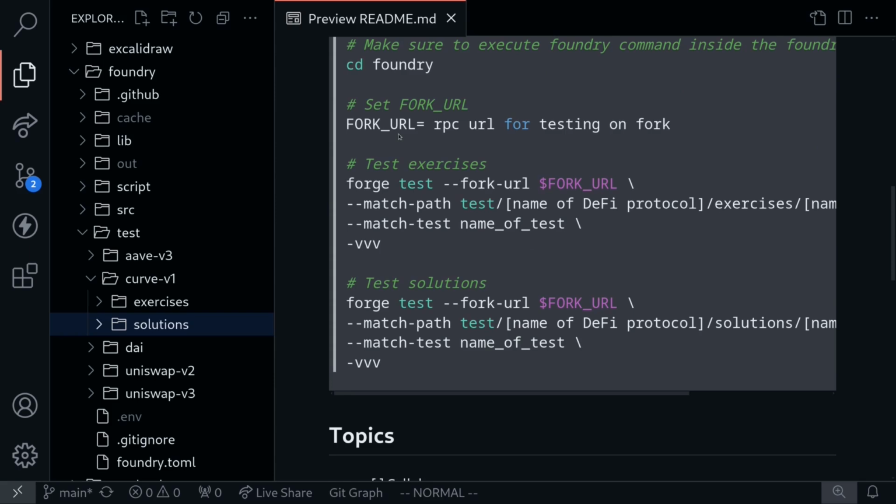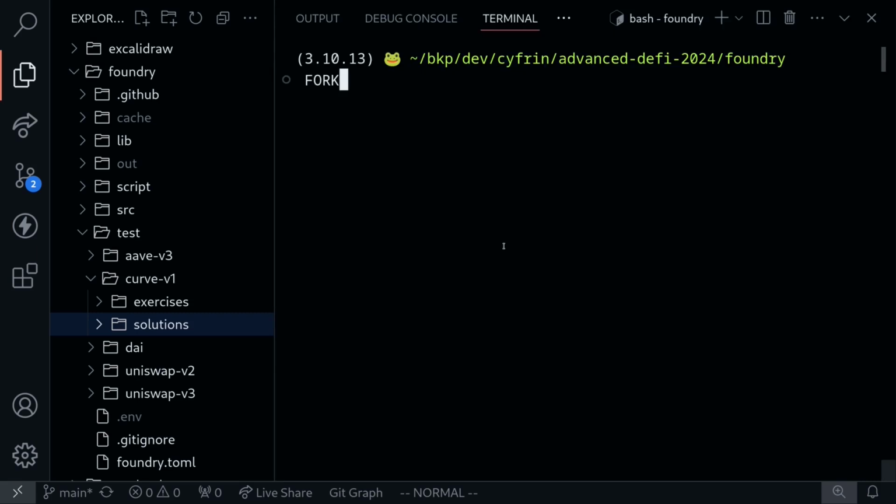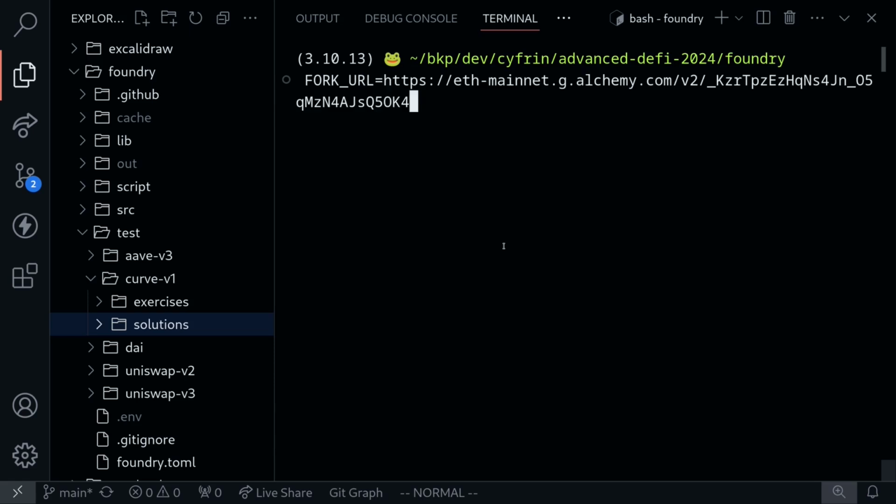First, you'll need to set up the environment variable for fork URL. This will be the URL that will be used to execute your code against the mainnet fork. And then afterwards, either to execute the exercises or the solutions, you'll have to type this command in. So let's go through an example. First, I'll set up my fork URL. I'll type FORK_URL equals, and then paste the fork URL. This URL I signed up for and got from Alchemy.